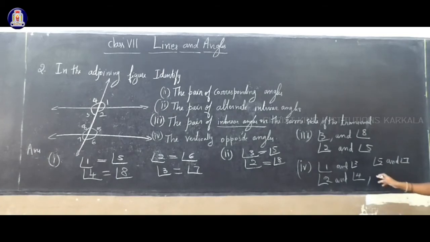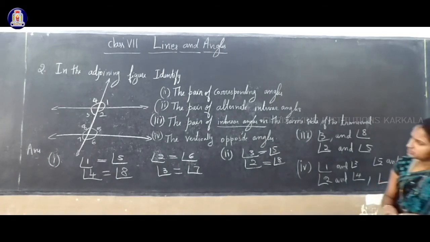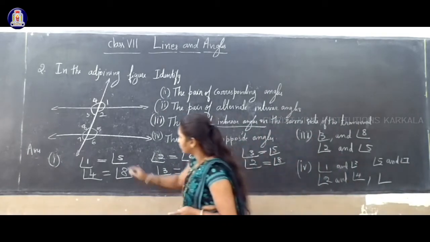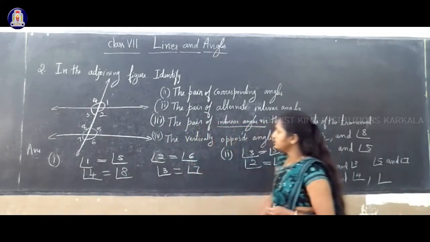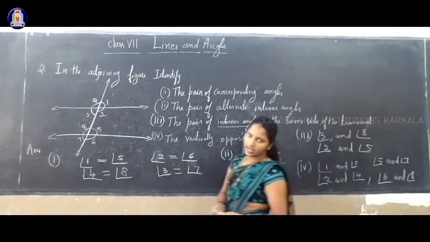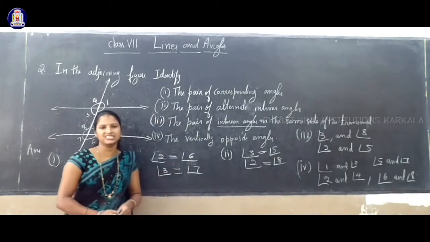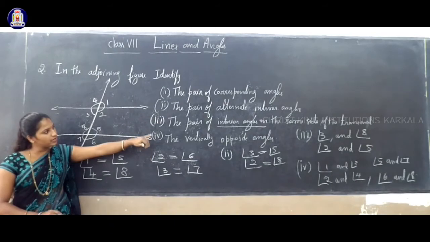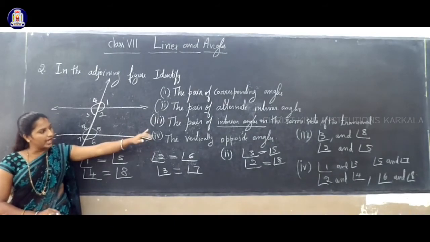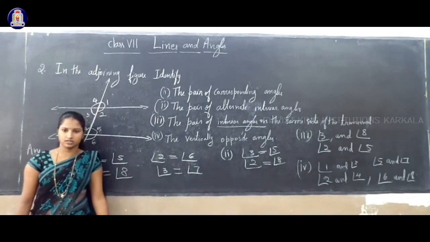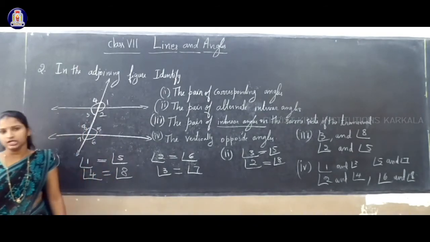Okay. So now angle 5 and angle 7, right? Angle 5 and angle 7. Similarly, angle 6 and angle 8. So these angles are vertically opposite angles. Clear? This question, just you have to identify the angles. What does pair of corresponding, pair of alternate interior, a pair of interior angles on the same side of the transversal, then last one, vertically opposite angles.